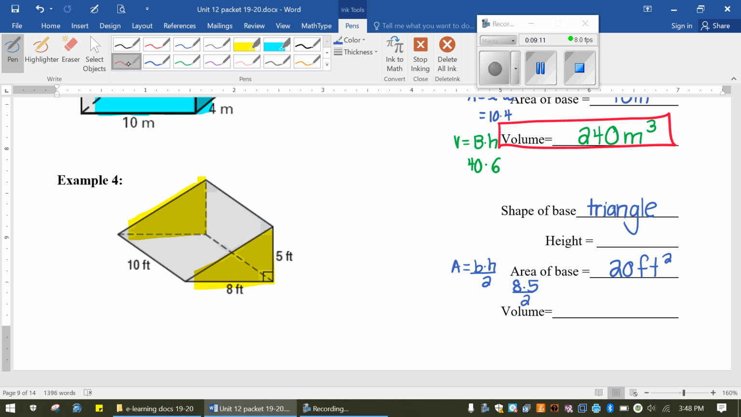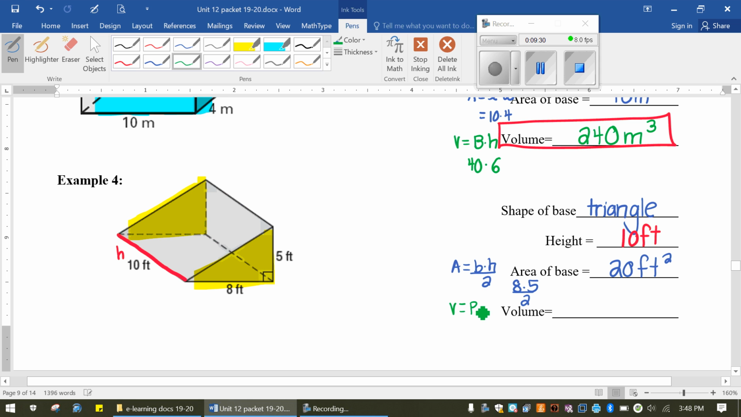And then the height of the prism is going to be what separates those 2 triangles. It's what connects them. Right? So this height is 10. So our volume of this prism, you take the area of the base and you multiply by the height. So the area of this triangular base is 20 times the height that separates the bases, or connects the bases, I should say, which is 10. 20 times 10 is 200 feet cubed.